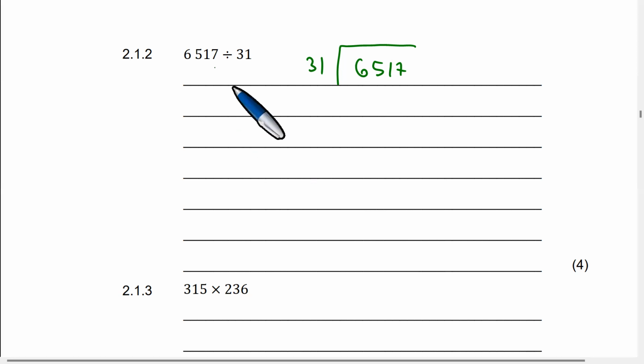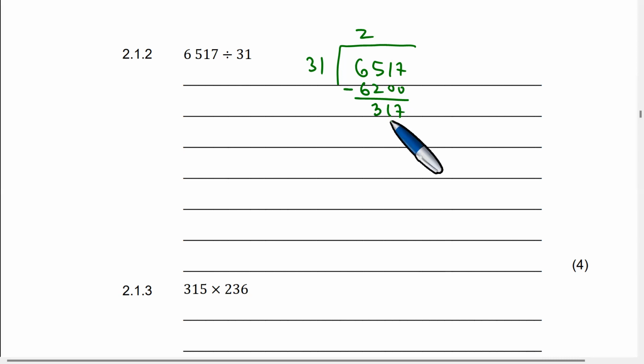Okay, so you're looking at 6517. You need to look at this and say, 31 goes how many times into 65? It goes two times, because 31 times 2 is 62. Then you subtract. What is 65 minus 62? It is 3, and then you bring down the 1 and the 7.